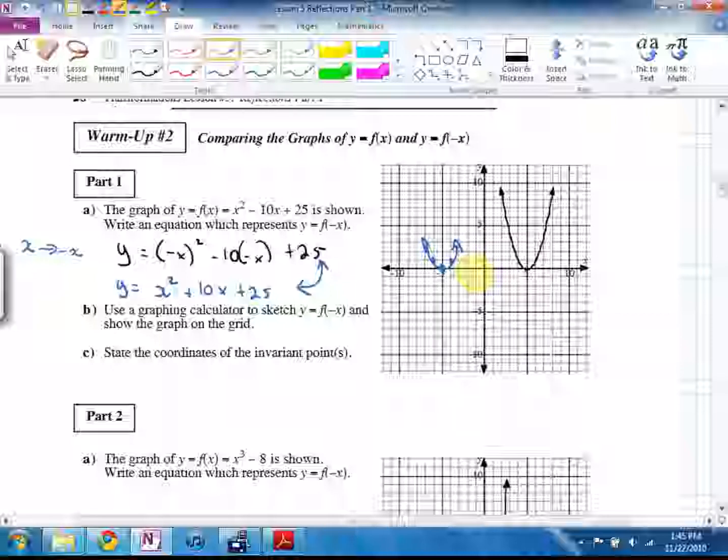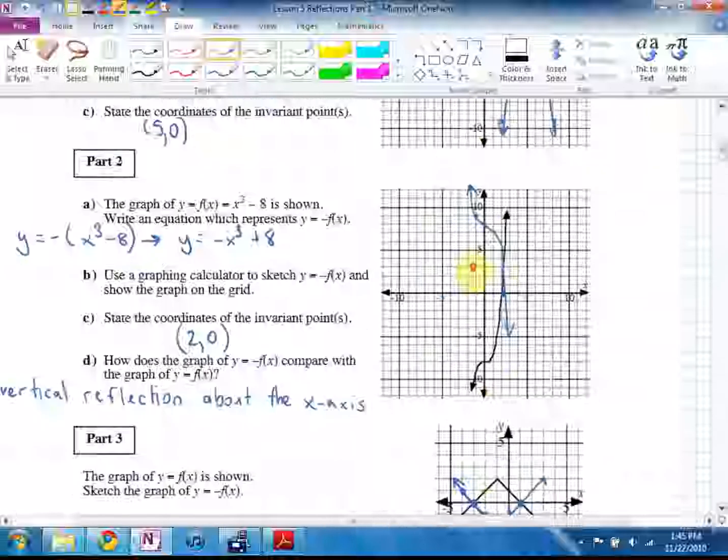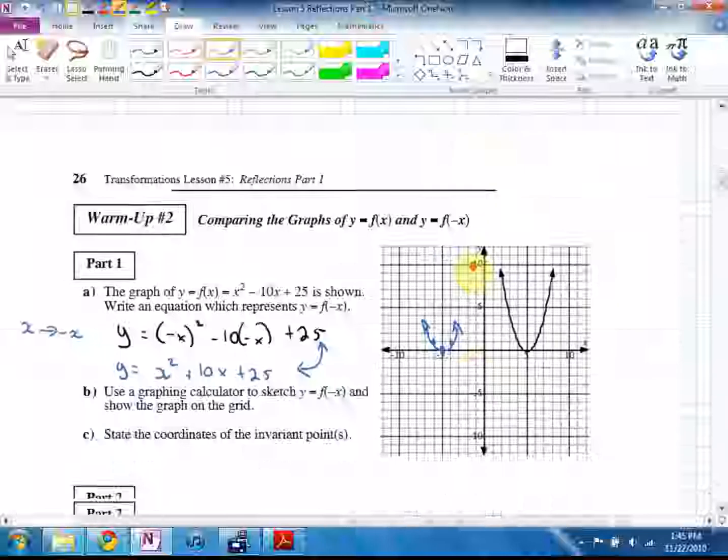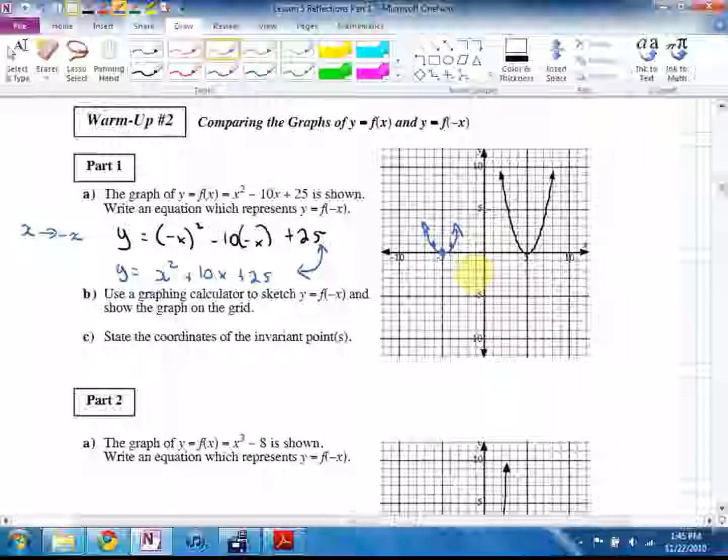Did you notice the pattern between the invariant points? When you did a reflection, which heights vertically didn't change? The x-intercepts, the roots, anything on the x-axis. What about horizontally? Which left-rights won't change? Okay, I'm just going to write where it says state the coordinates of the invariant points. The y-intercepts will stay where they are.